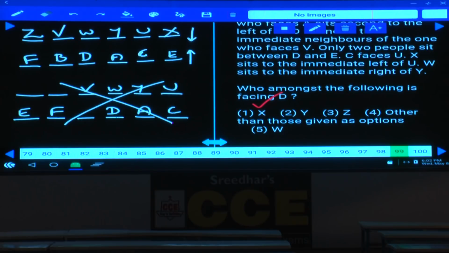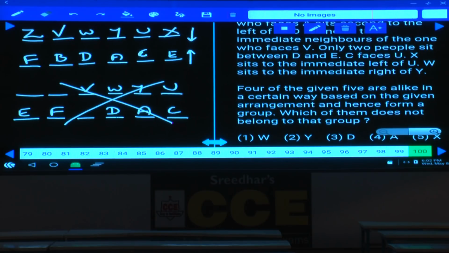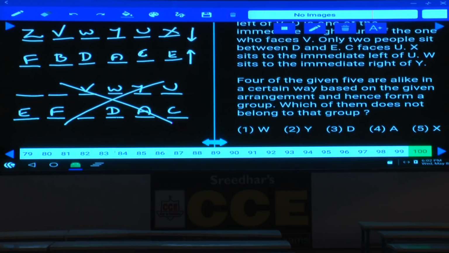Then 99: who among the following is facing D? Tell me who is facing D here. W, that is choice 5. Then question number 100: 4 of the following 5 are the same, and one is the odd man out. W, Y, D, A: these 4 persons are at the center of the 2 rows, and X is at the corner. Choice 5 is the answer.